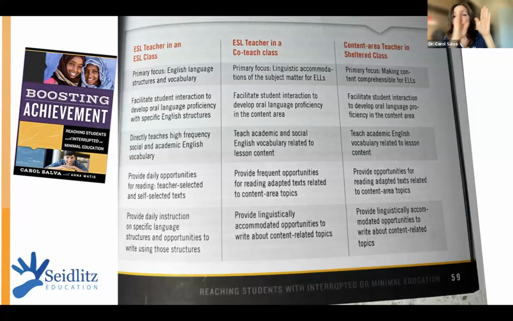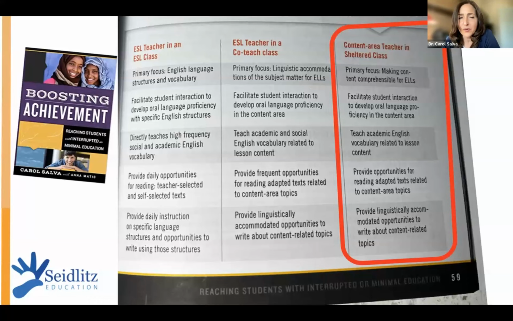And where we're going to focus today, because both of our companies are getting most of our questions right now at this point in time, what we're hearing the loudest and the most is our content teachers, our mainstream teachers, or our general education teachers. Not that that's the only thing that you came for.